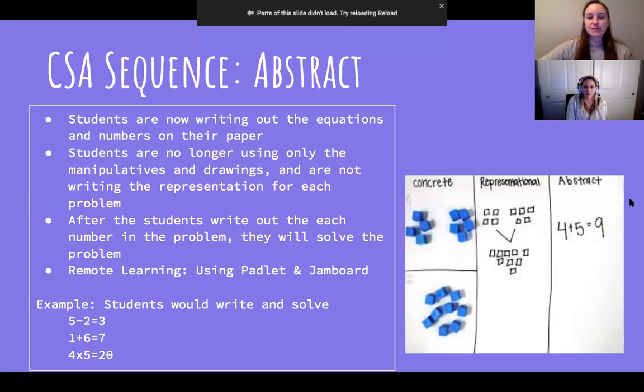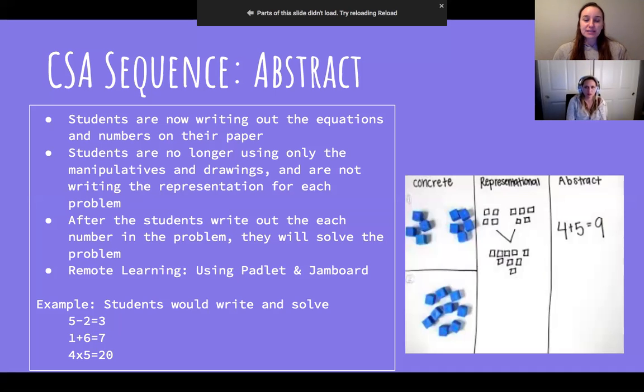Now we will be talking about the third CSA sequence known as abstract. For this, it focuses on students now writing out the equations and numbers on their paper. The students are no longer using only the manipulatives or the drawings and are now writing the representation for each problem. After the students write out each number in the problem, they will solve the problem.